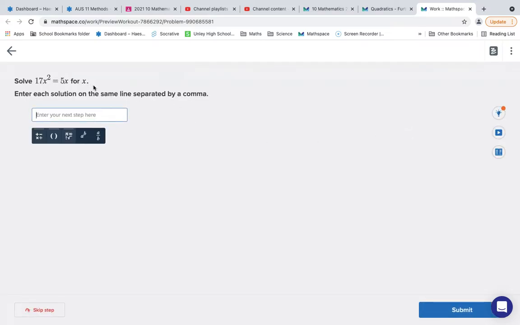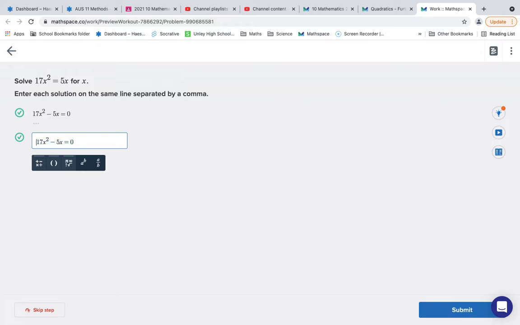17x² equals 5x. So firstly, make it equal to 0. 17x² minus 5x from both sides leaves you with 0 on the right hand side. Then we can factorize out an x. Like so. Alright, so we now can apply null factor law because we've got something times something equals 0.